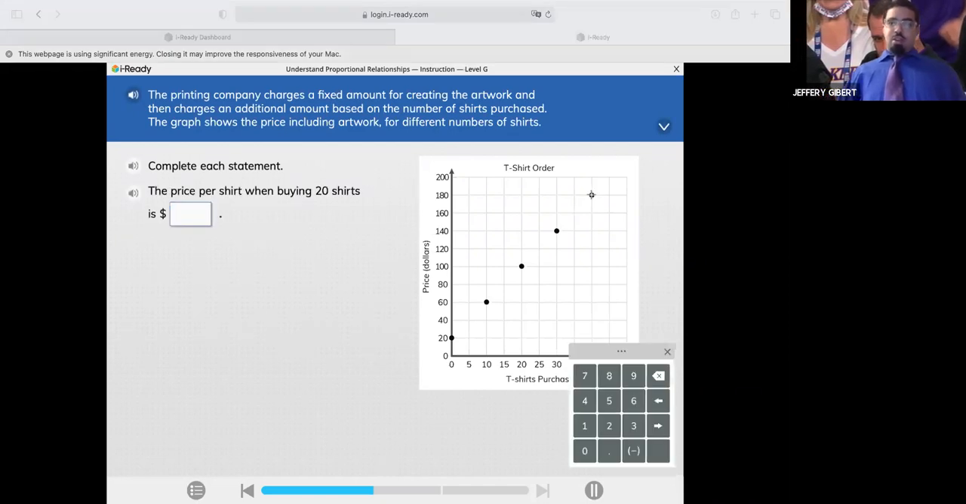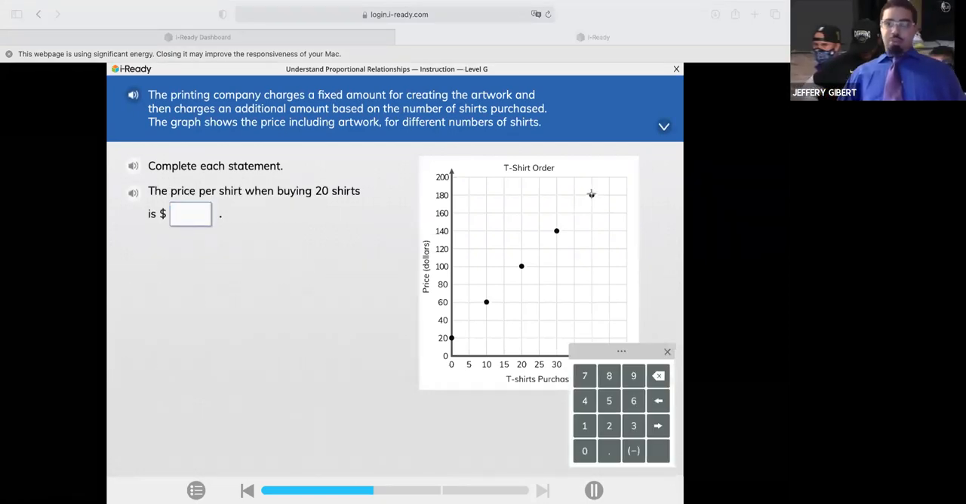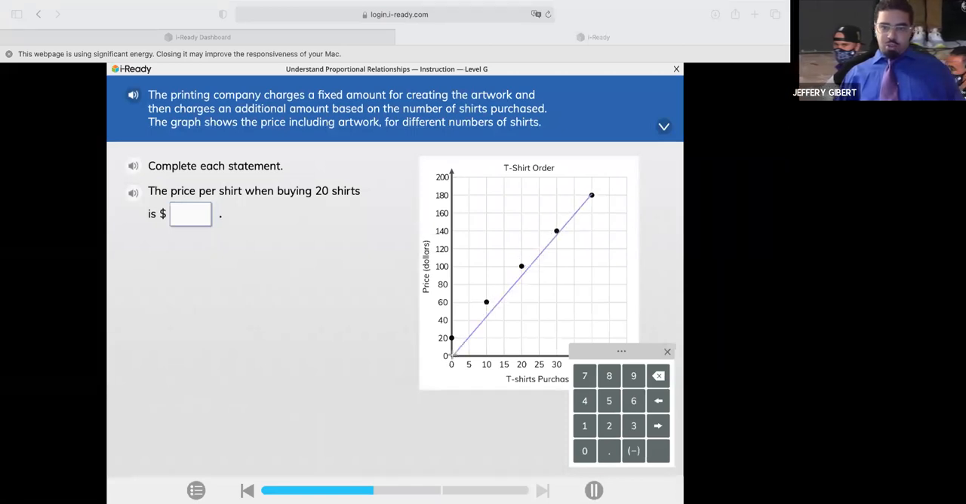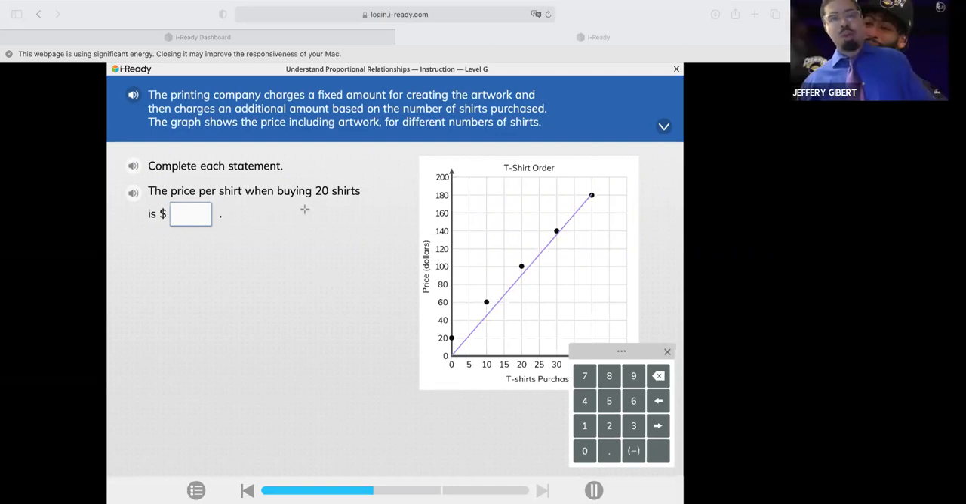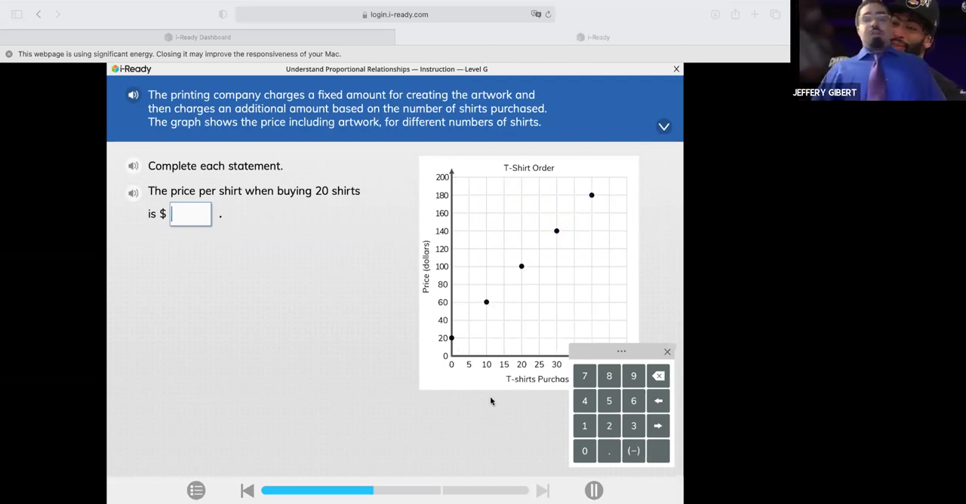So, like I said, you're going to go to the last point and draw the line all the way to the origin. All right, the price per shirt when buying 20 shirts is, well, actually, we don't have to do that yet because they didn't ask about that. So to find out how much it is for 20 shirts, you have to go to the shirts and find 20.